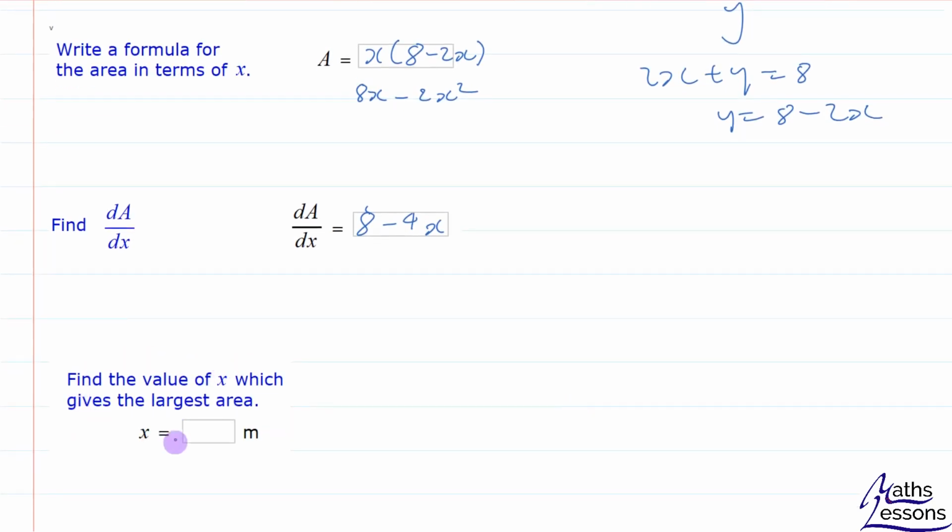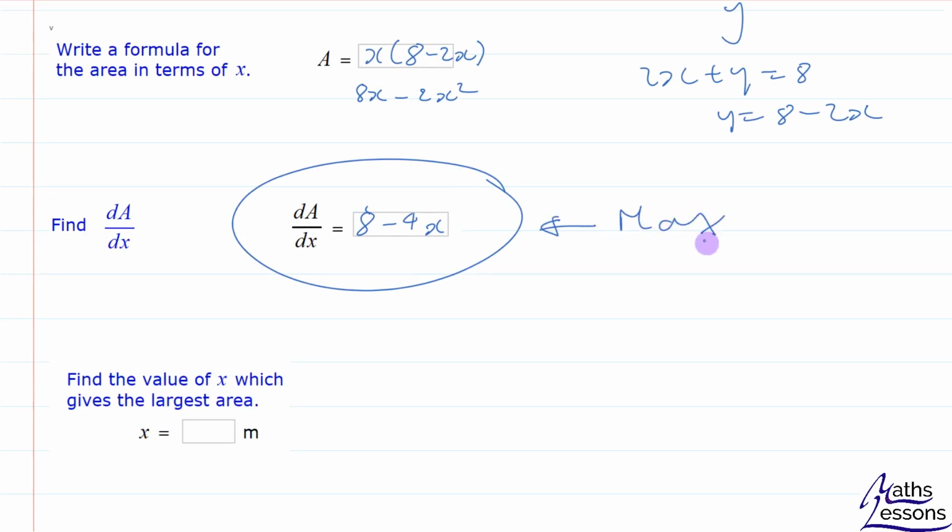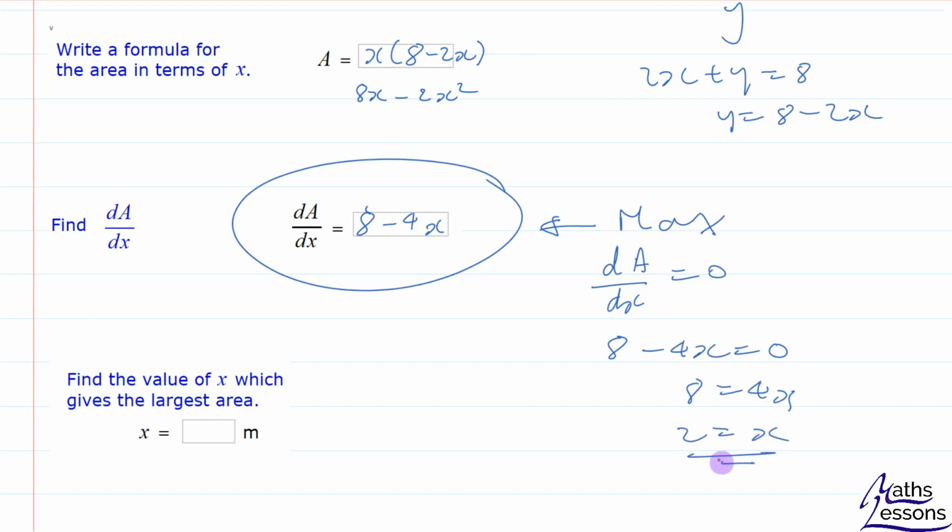Now we want to find where it gives the largest area, so we want to find where this gives a maximum. You get maximums when the derivative equals 0, so let's make it equal to 0. 8 minus 4x equals 0, so 8 equals 4x, so x equals 2.